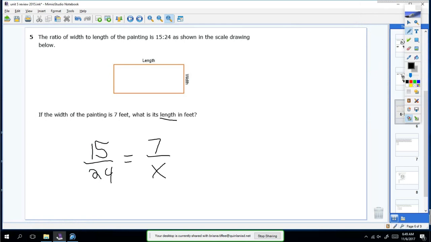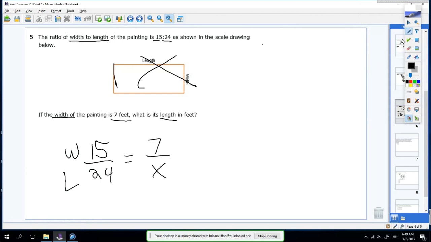So I know this is a little confusing because we're used to having the length on this side, and generally this really does not matter. What this is saying is the width to length. So it means this is the width and this is the length, because it says the ratio is width to length. So if my new width is 7 feet, that means my width goes on top.